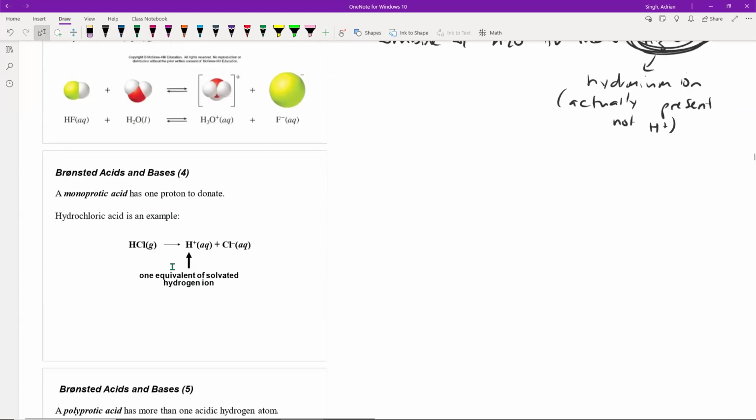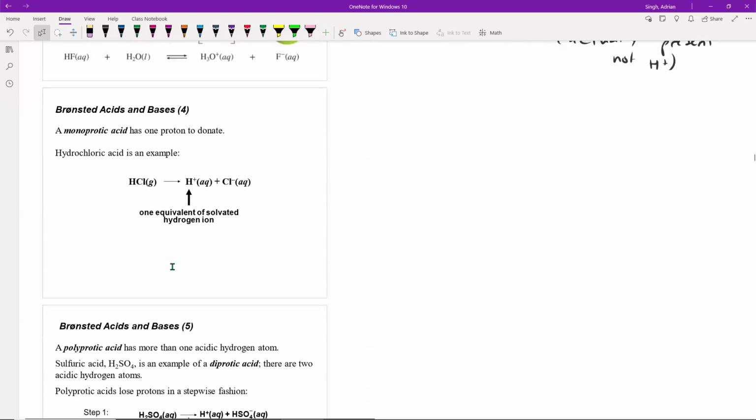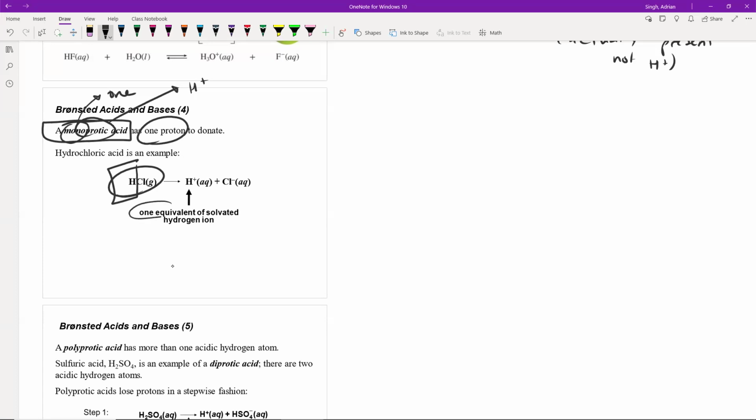So when it comes to our acids, we said acids are things that donate protons. Certain acids are able to donate more protons than others. An acid that only donates one proton is known as a monoprotic acid. We've seen the prefix mono before, mono meaning one, and protic meaning H plus. The monoprotic acid has one proton to donate. HCl is a good example of this because you can just see that one proton in its formula. So we say it has one equivalent of hydrogen ion to donate.